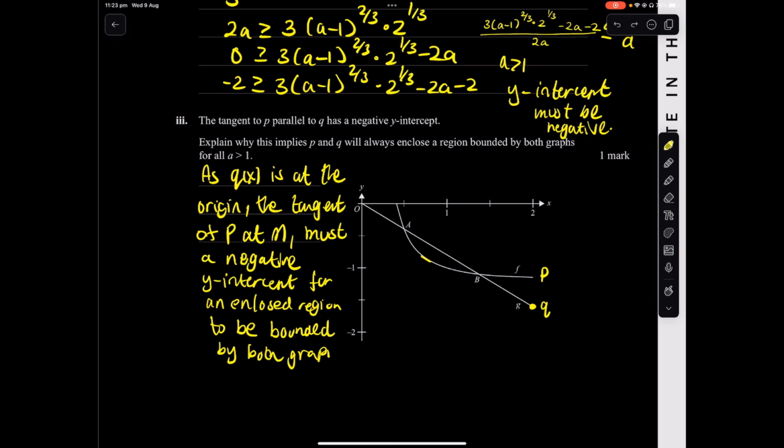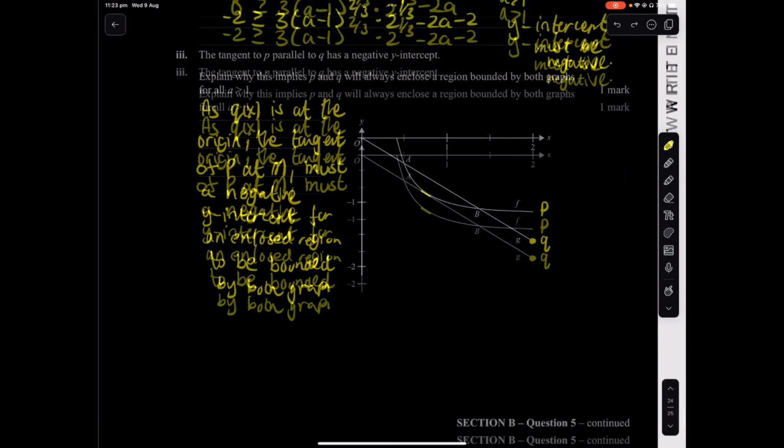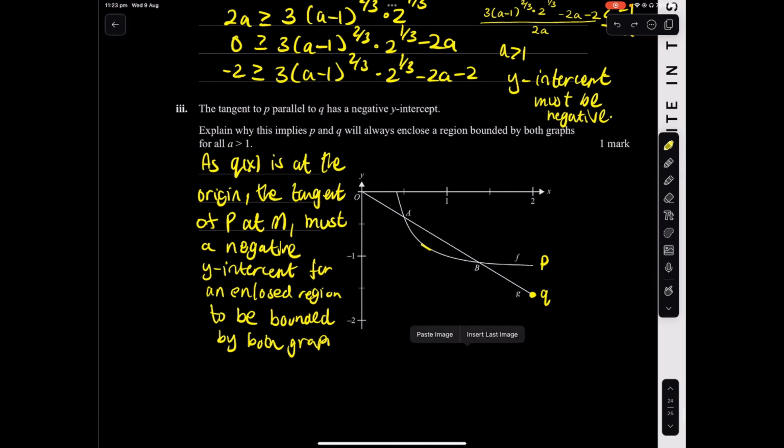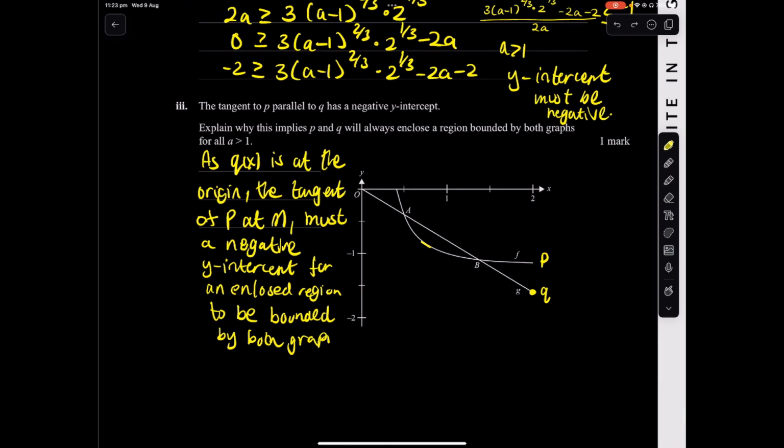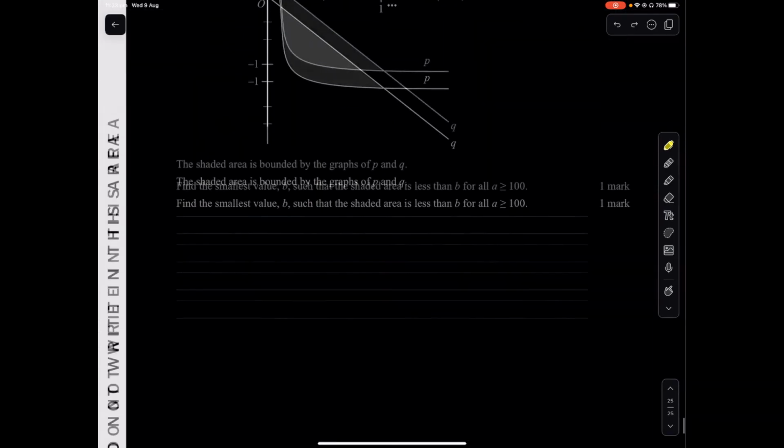I'll be honest, that's confusing, especially as it's such a last question. I'm just going to rush this. I think that is probably the wrong answer, but I'm not fully understanding. Explain why this implies P and Q will always enclose a region bounded by both graphs. Okay, skip that one for now.